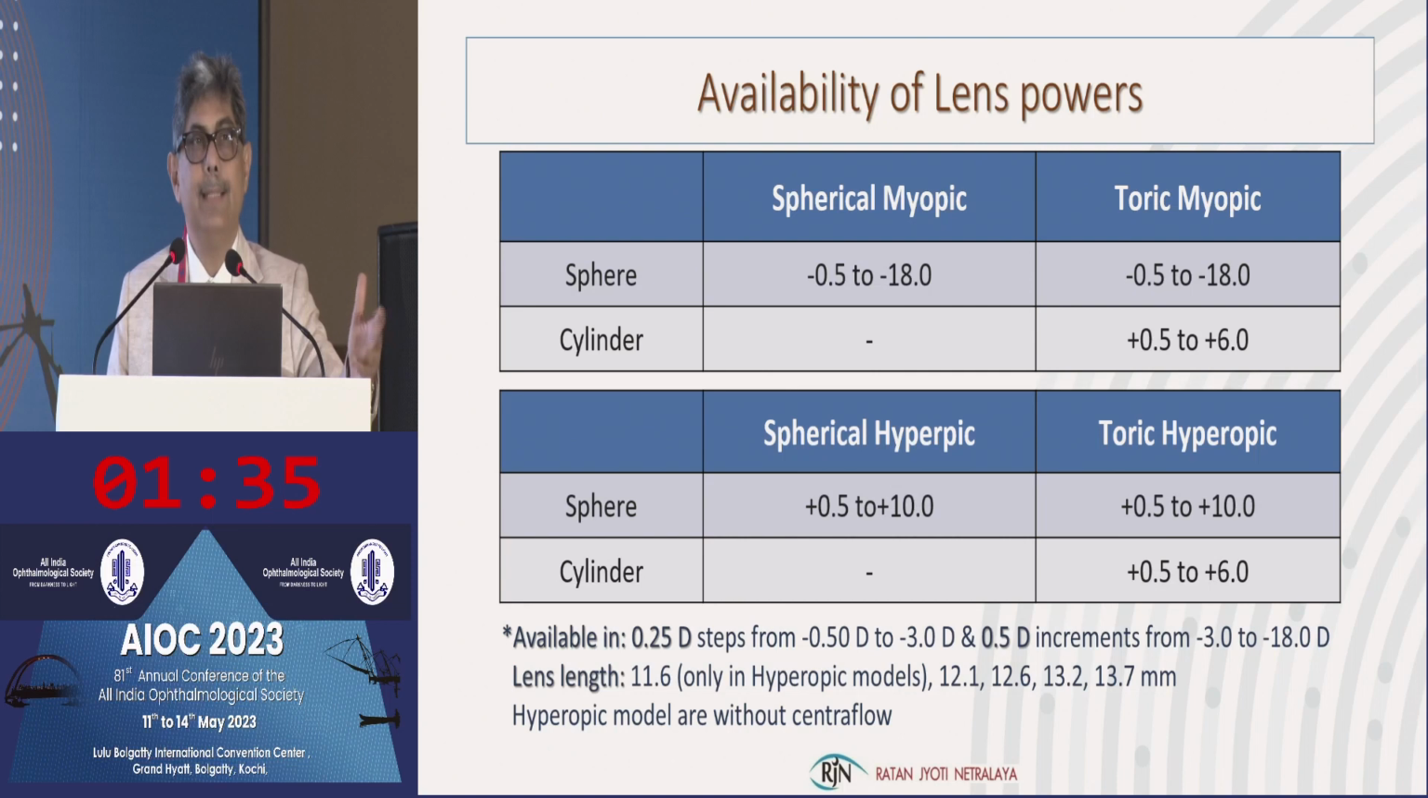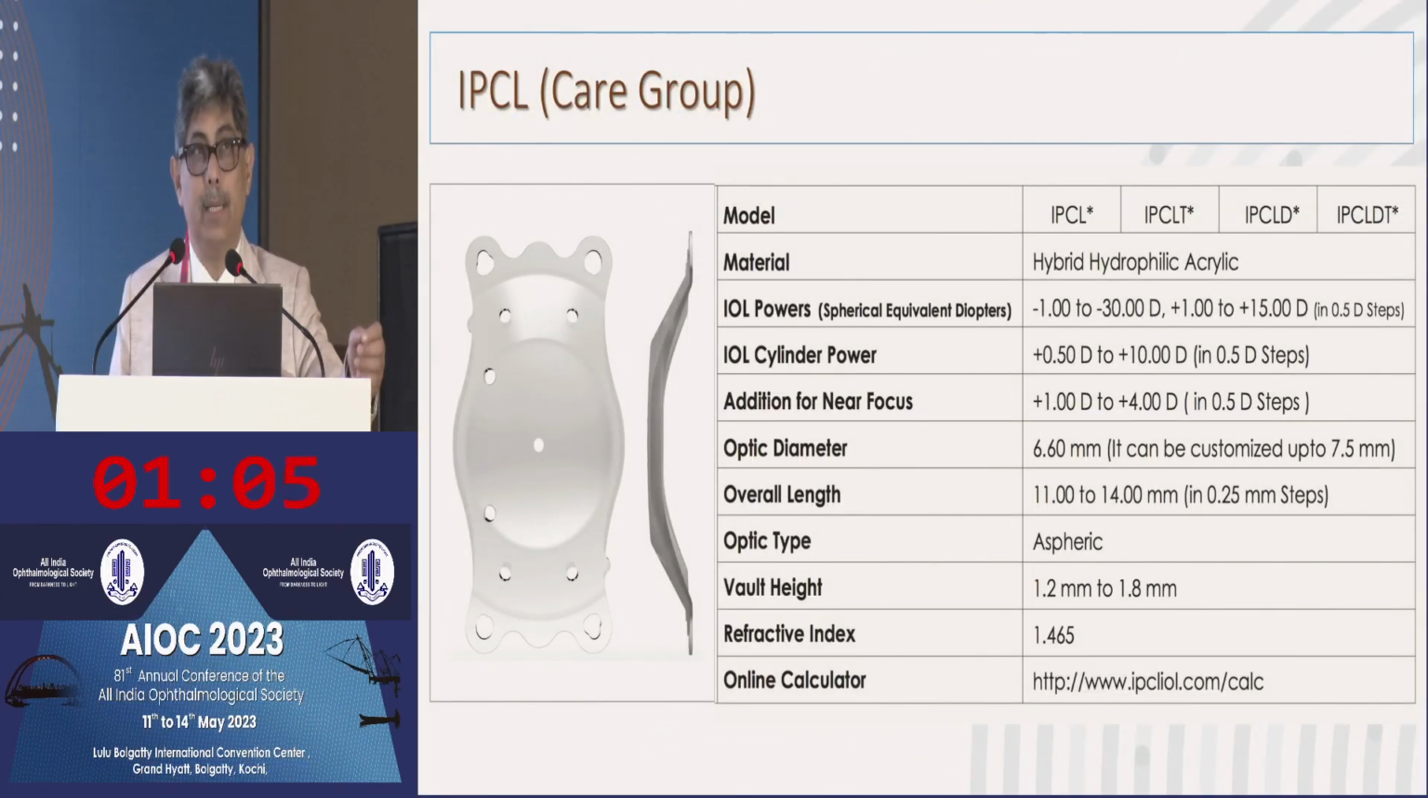The lens size in hyperopic eyes, we can get a smaller lens of 11.6, which is not very frequently available, but routinely 12.1, 12.6, and 13.2 millimeter sizes are frequently used. And in very high myopes, when the large white to white is there, we can order a 13.7 millimeter lens also. Hyperopic models are without the Centraflow. That is a disadvantage as of now.